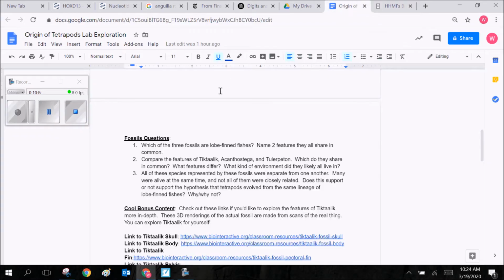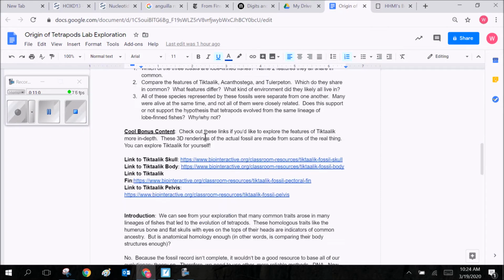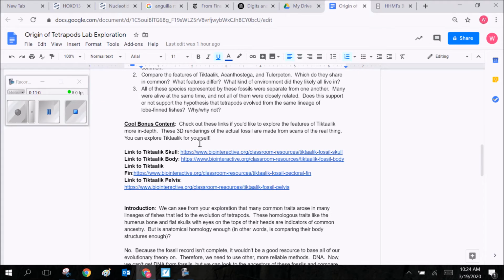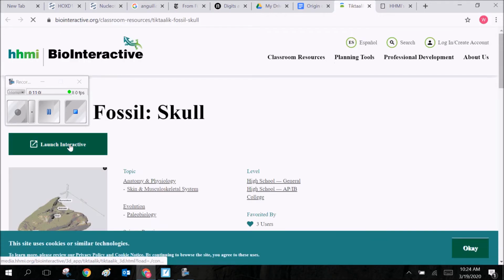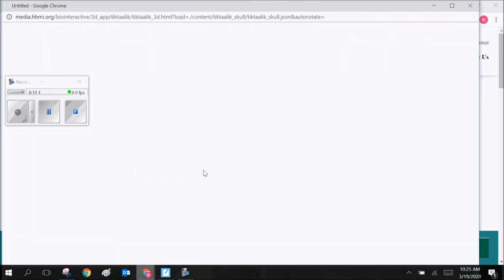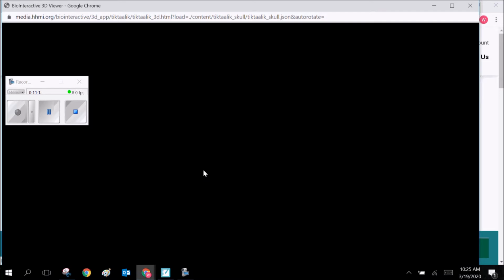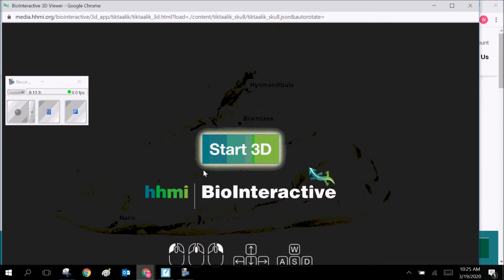Okay, so use that information to answer these questions. And this is just some cool bonus content in case you wanted to check out the 3D models of these parts of Tiktaalik that were found in the ground. You can go in and it'll open it up and give you a 3D rendering of the model, which is pretty cool. It's going to take maybe a second or two for it to load on my computer because I'm running so many different applications at once.